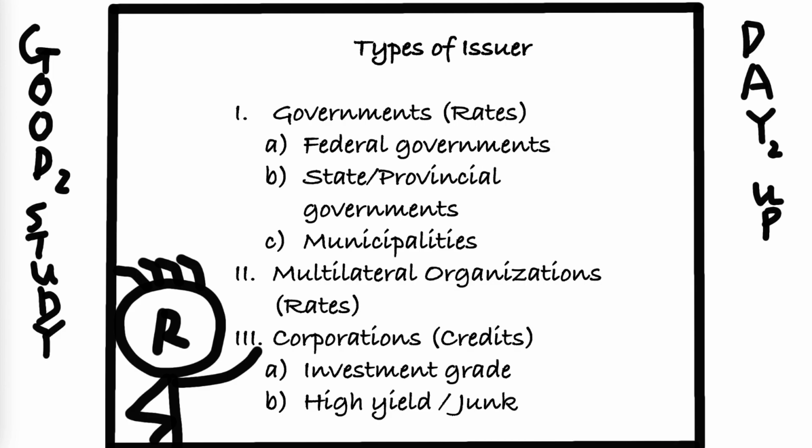Bonds can also be classified by issuers. There are mainly three types of issuers. First, governments. For example, the federal government of the United States, the state government of California, or the city of New York. Second, multilateral organizations, such as the World Bank and the IMF. Third, corporations. Corporations can be divided into two categories. One is the investment grade. Second is the high yield grade. We'll talk about those in details later in this video.